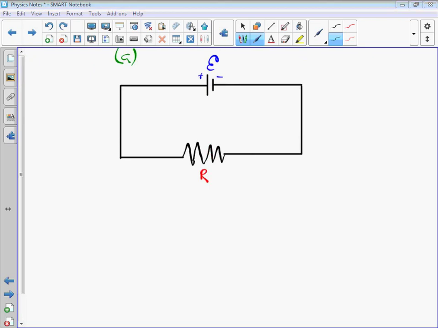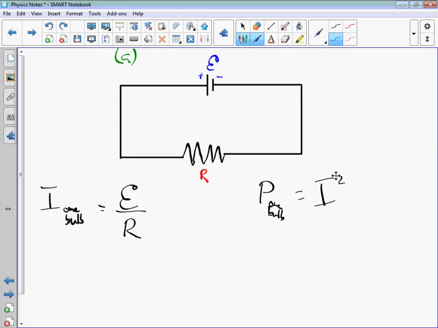So for our first circuit that has one bulb, our current for one bulb is equal to our EMF over our resistance. Just Ohm's law, simple circuit, pretty straightforward. Our power for one bulb is equal to our current squared for one bulb times the resistance.